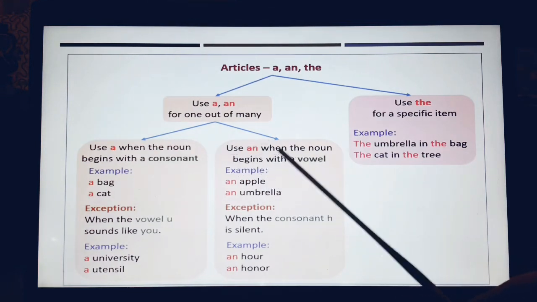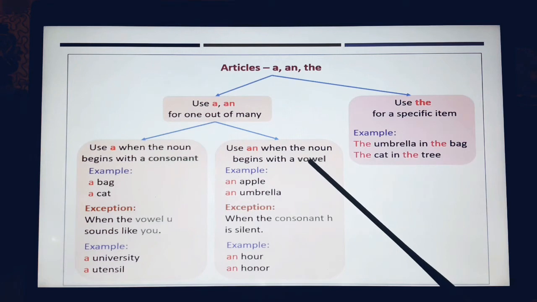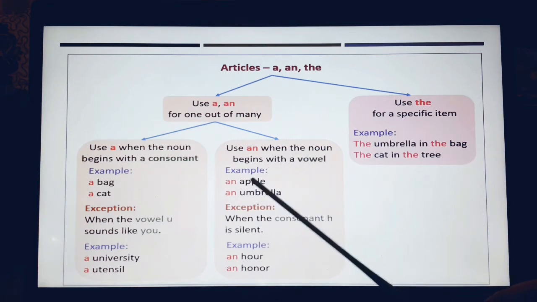Use an when the noun begins with a vowel. Example, an apple, an umbrella. Exception. When the consonant h is silent, then what do we do? Example, an hour, an honor. You can see h is not pronounced here. So that is why we do not use a. We use an because it sounds like a vowel.